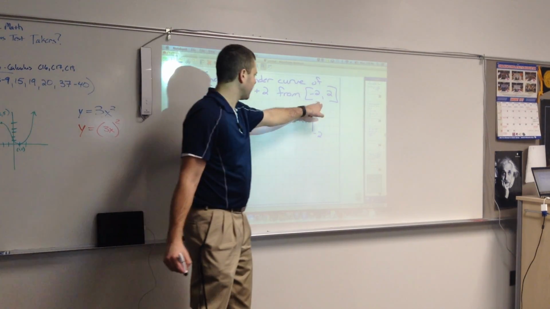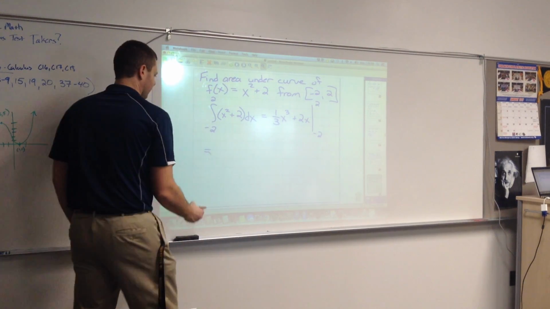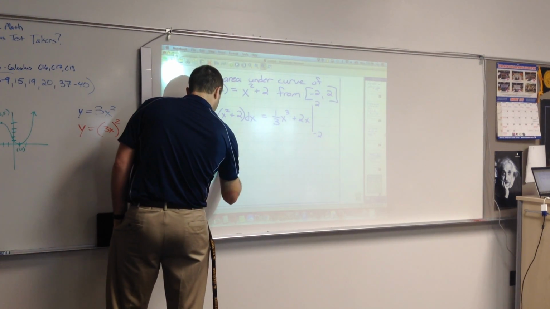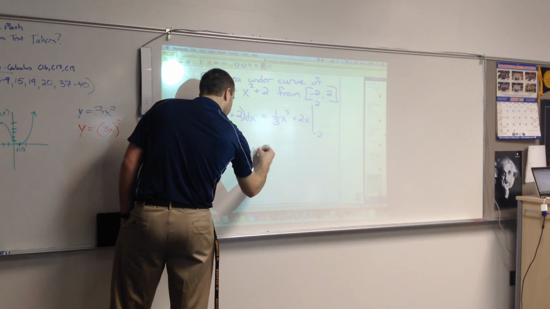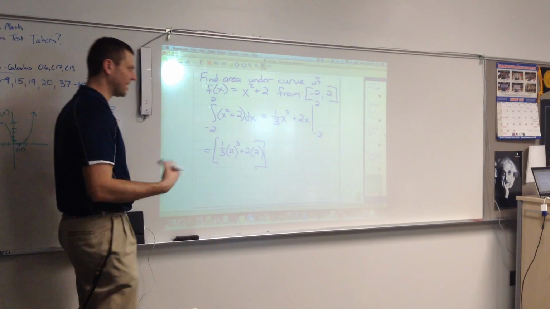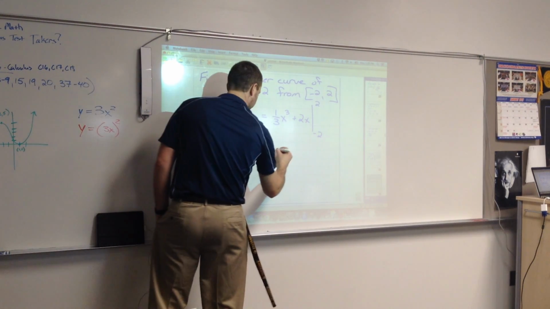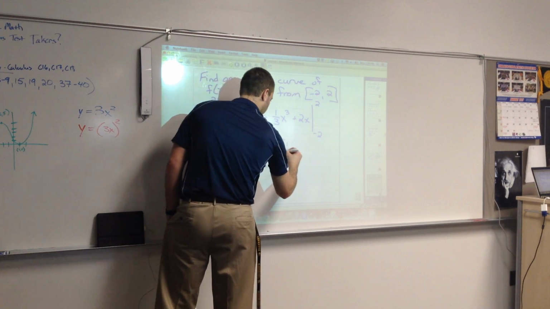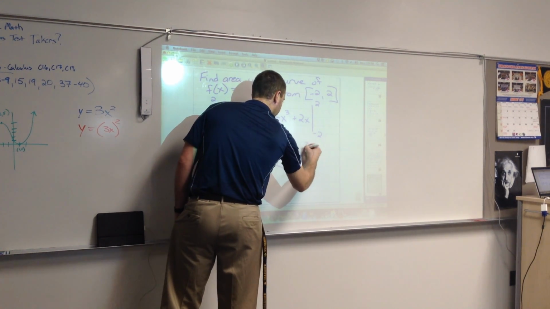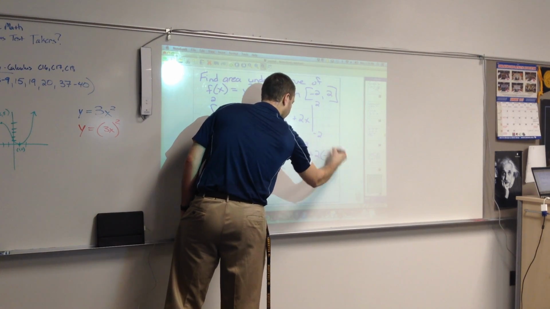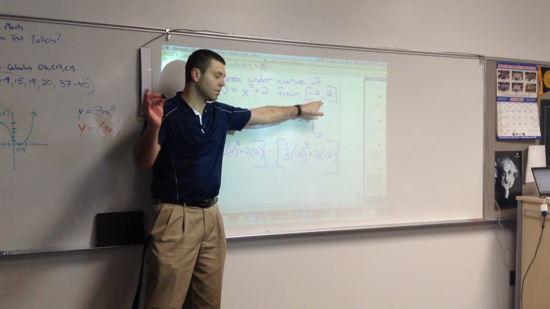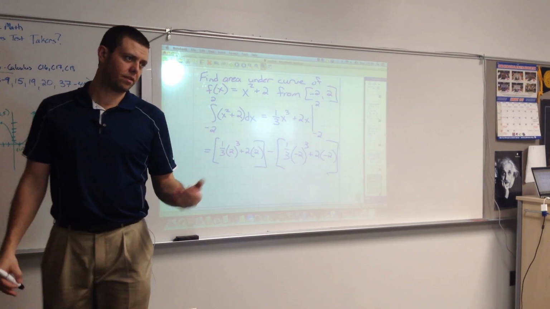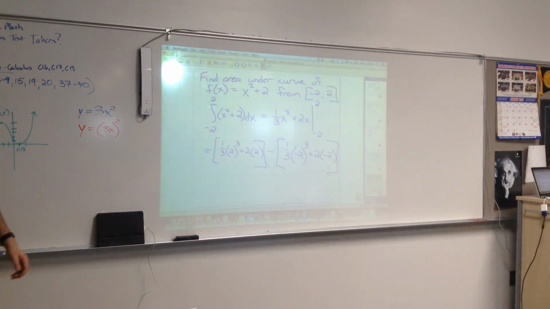So then what I do is I take the top number and I substitute it into my antiderivative. So 1/3 times 2 cubed plus 2 times 2. I'm going to get that answer. And I'm going to subtract 1/3 times -2 cubed plus 2 times -2. So again, I'm going to get the answer by plugging in the upper limit into my antiderivative minus the lower limit substituted into my antiderivative.